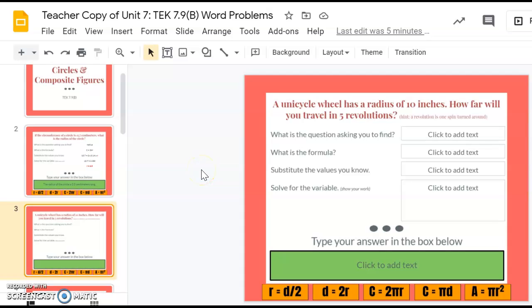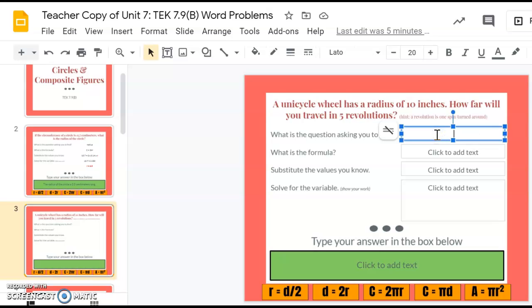All right, here we go with problem number 2. A unicycle wheel has a radius of 10 inches. How far will you travel in 5 revolutions? A revolution is one spin around. All right, so this is kind of interesting. So it's asking us, what is the question asking you to find?